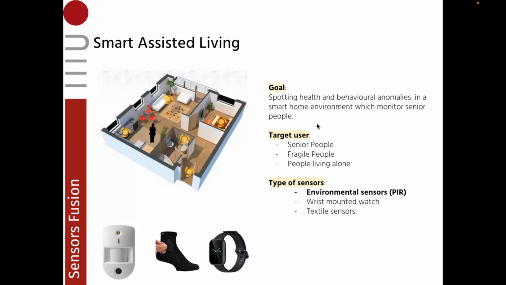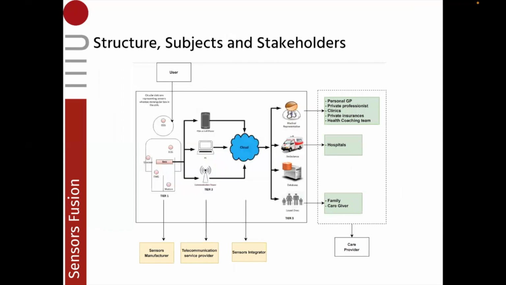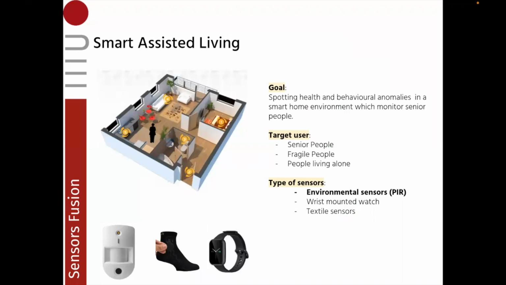Namely, if you remember, the example we used to describe the Bayesian network was indeed a smart assisted living application of sensor fusion. In that case, we used a PIR and a microphone to detect the presence of a person in a given room. So it was a really simple task, but still really valuable if you think that you could integrate such an algorithm in a monitoring system for smart home environments.